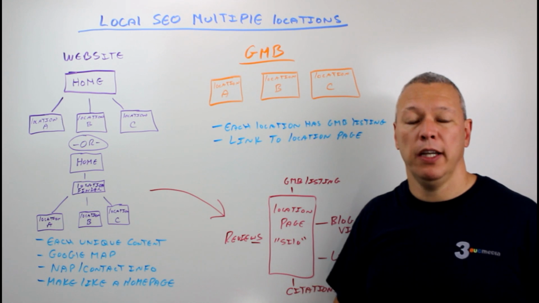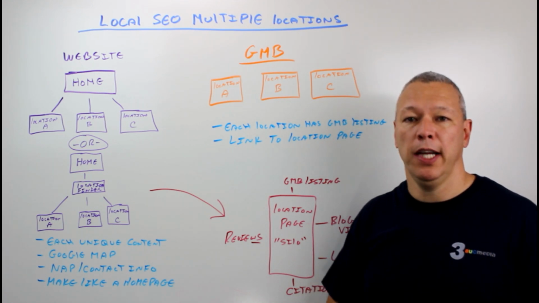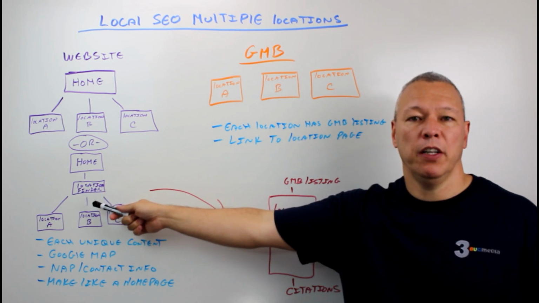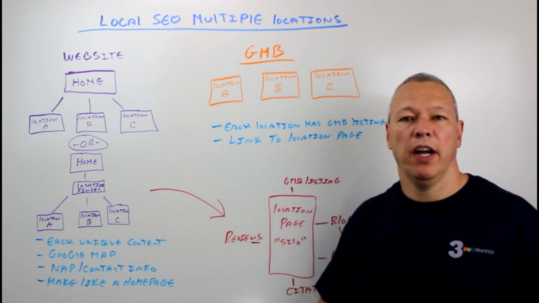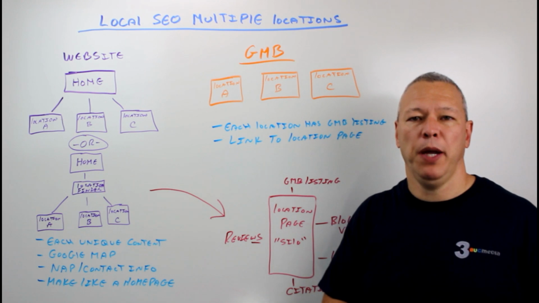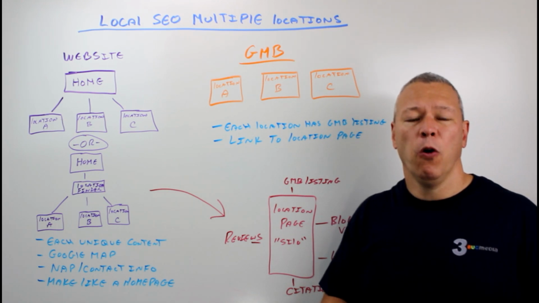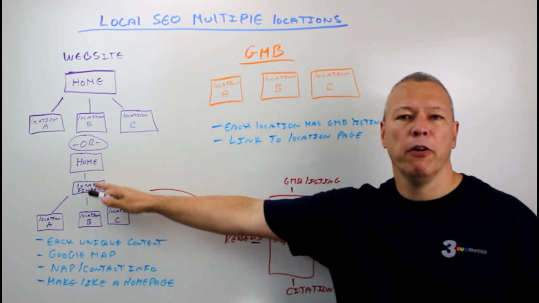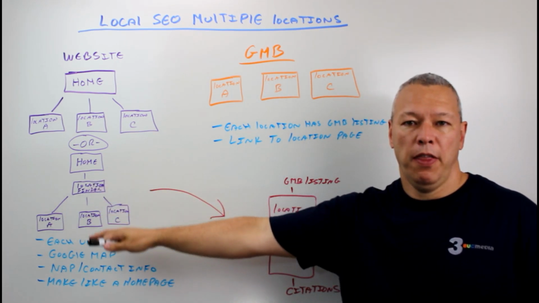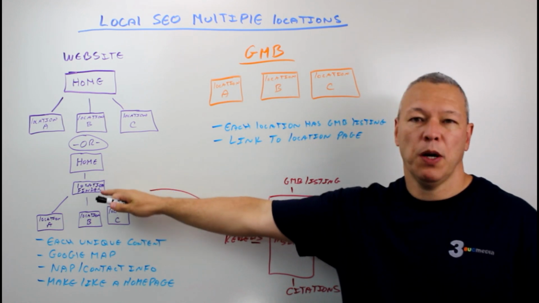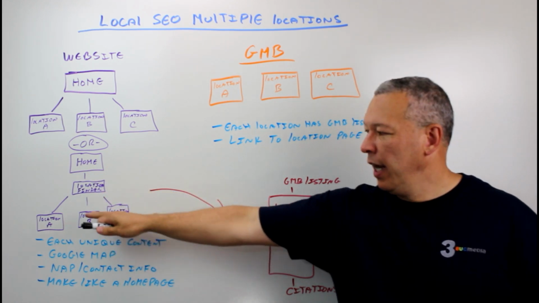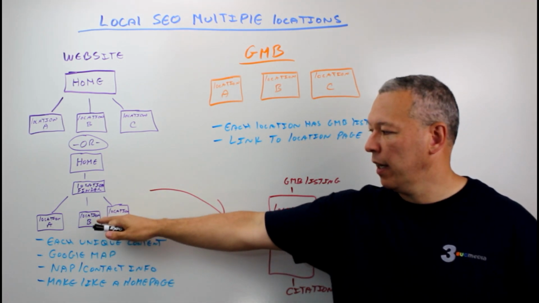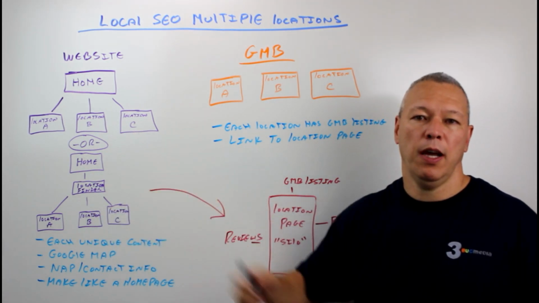But if you have a lot of locations, say 10, 15, 20 locations, you're going to have to send people to what's called a location finder page. You'll see that a lot with franchises. You'll go to a location finder page, put in your zip code or select by state, by country, or whatever it's going to be, and it'll narrow down the locations for that area. You'll have all your locations listed on there, and then from there users can click on a location and go to that page.